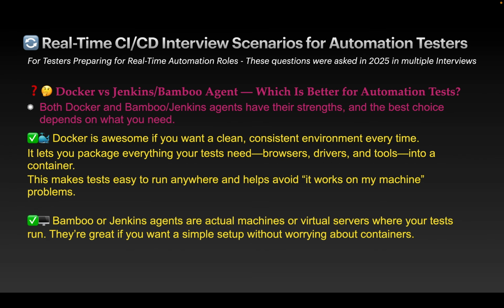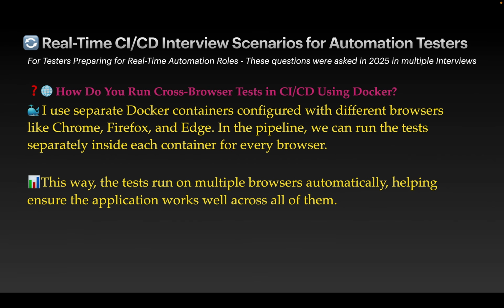Docker or Jenkins or Bamboo agent, which one is more preferred? What do you prefer? Docker is awesome, it's very useful for larger projects, whereas a Bamboo or Jenkins agent is great when you want a simple setup without worrying about containers. It depends on your project needs. Docker is really awesome. As I said, a Bamboo or Jenkins agent is also awesome, but it's great for a simple setup without worrying about containers. Okay, so let's see the next question.